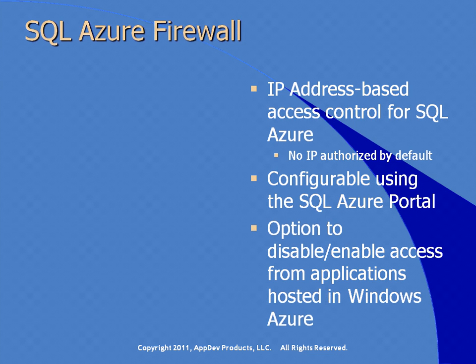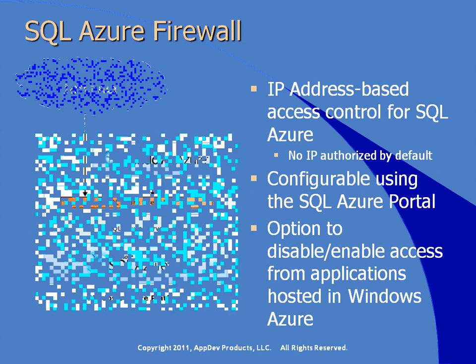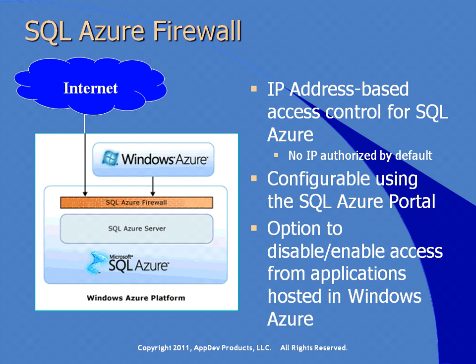And you do have the option to disable and enable access from applications hosted in Windows Azure. So you can enable and disable these from applications that are hosted within Windows Azure. So in essence, you have the internet, and you have the SQL Azure firewall. All connections go through that firewall, even from Windows Azure. If you haven't defined your SQL Azure firewall rules, you're not getting in.